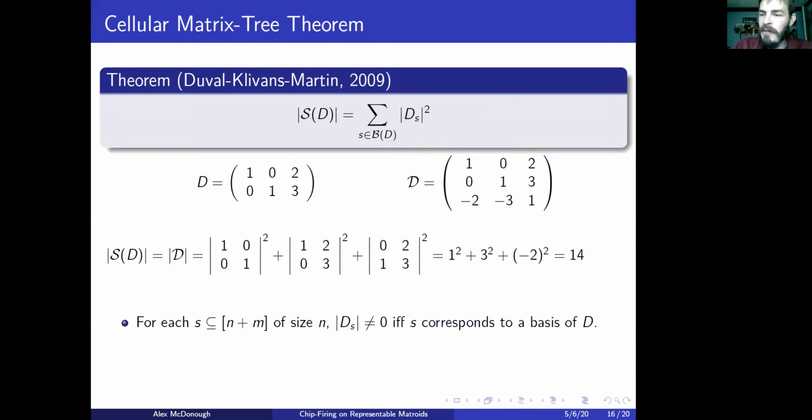Which is kind of cool because back in the normal sandpile matrix tree theorem, we had an equivalence between the spanning trees and the size of the sandpile group, and spanning trees are bases of graphical matroids. So it kind of makes sense that it'd be like this.